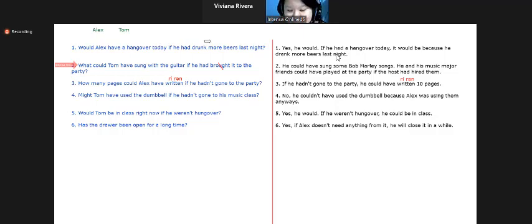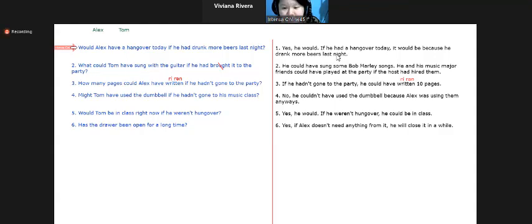No? Okay. Ask and I answer. Would Alex have a hangover today if he had drunk more beers last night? Yes, he would. If he had a hangover today, it would be because he drank more beers last night. What could Tom have sung with the guitar if he had brought it to the party? He could have sung some Bob Marley songs. He and his music major friends could have played at a party if the host had hired them.